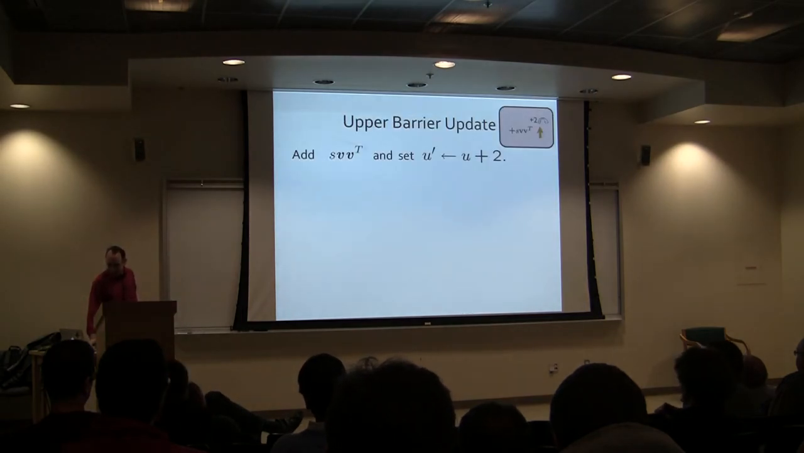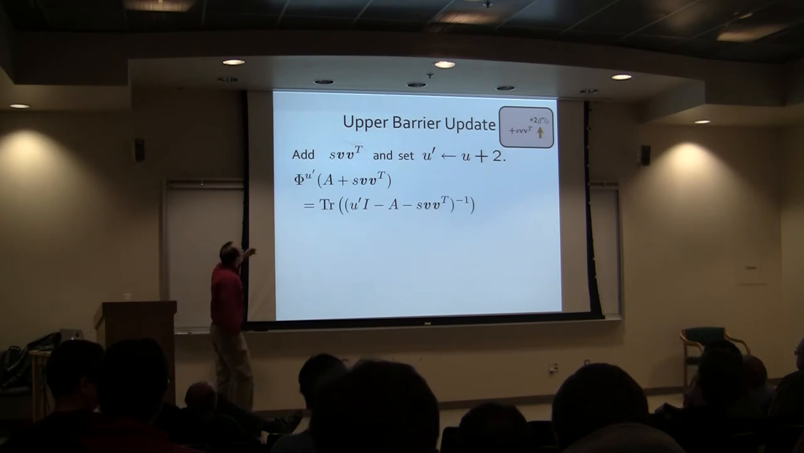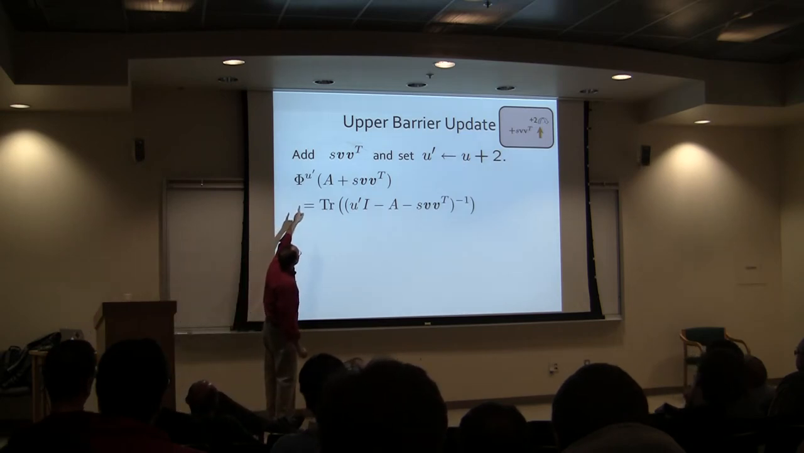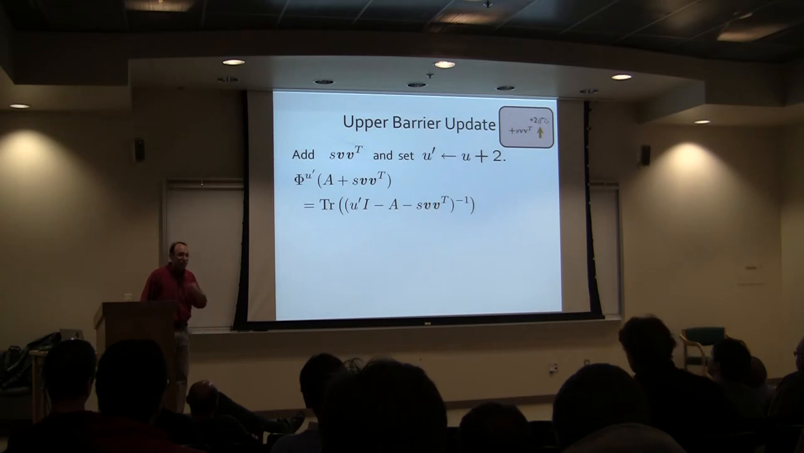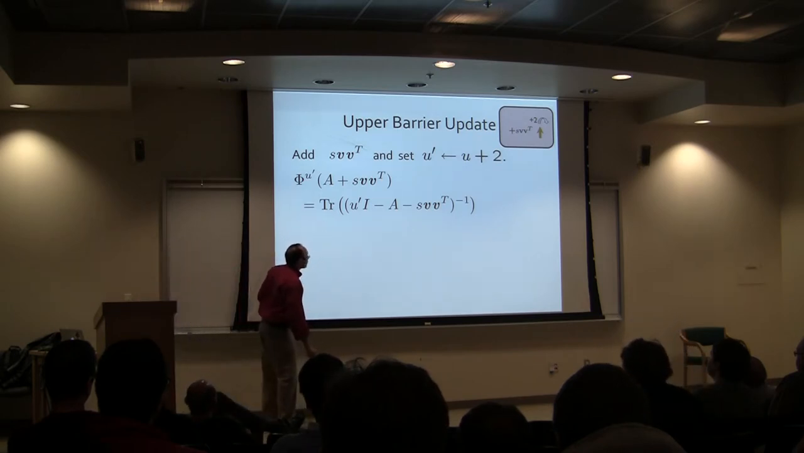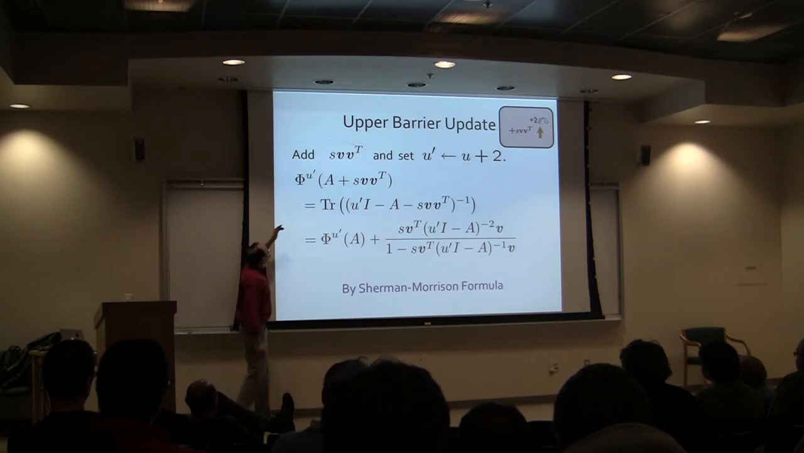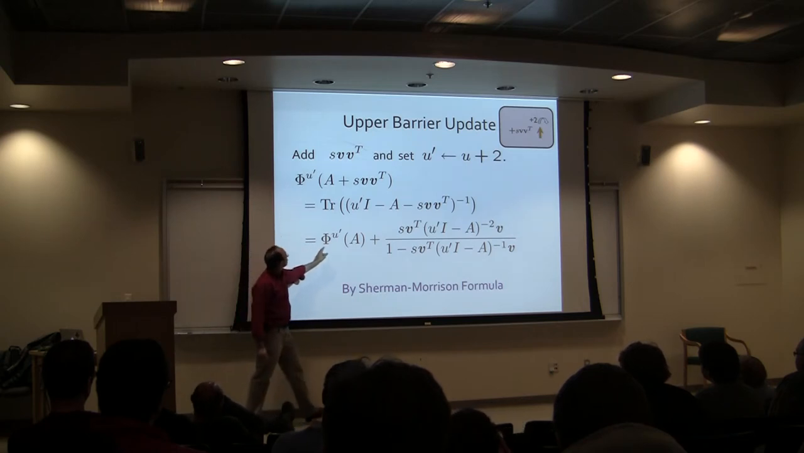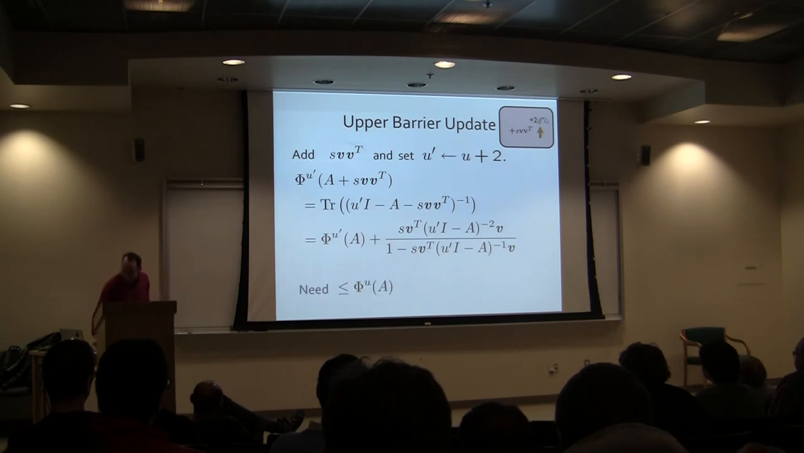So here's the way we look at it. Let's look at the upper barrier update. I need to understand what this is. We can use formulas for how the inverse of a matrix updates when you add a vector, like the Sherman-Morrison formula, to understand exactly what the new barrier function will be. It's just a few lines of math. And what we get is the condition we need: this is our new barrier function at the new value. Let's not worry about what it is. We just need it not to increase.